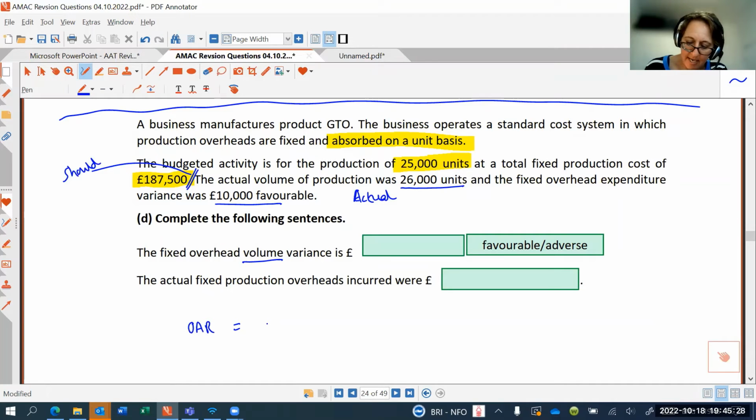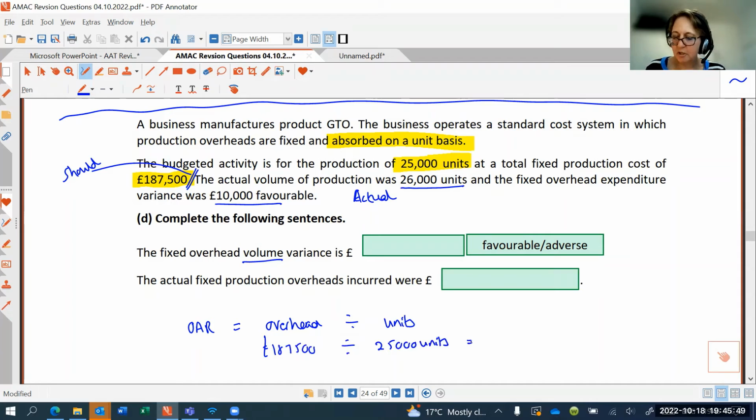Overhead absorption rate. It is basically the overhead per unit. And if we use my other technique of overhead per unit, taking the per to mean divide, it basically becomes overhead divided by units. And it's done on the budgeted information because it's a predetermined thing. We work this out right at the beginning of the period to help us to know how much overhead to add onto each unit in our cost card. And the cost card helps us to set a selling price. So it has to be done early on. So we're looking at £7.50 of overhead to be added onto each individual unit.